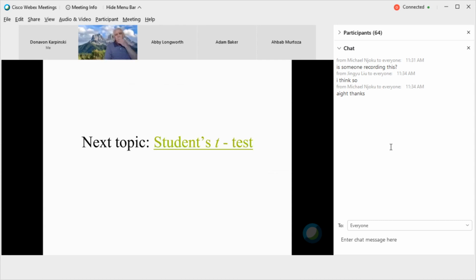The next topic will be the Student's t-test. The reason it's called Student's t-test is that the researcher who developed it, W. S. Gosset, worked for a company and didn't want his name known when he published the article, so he published under the name of Student.